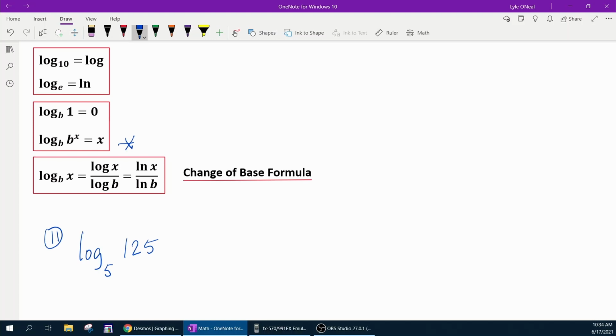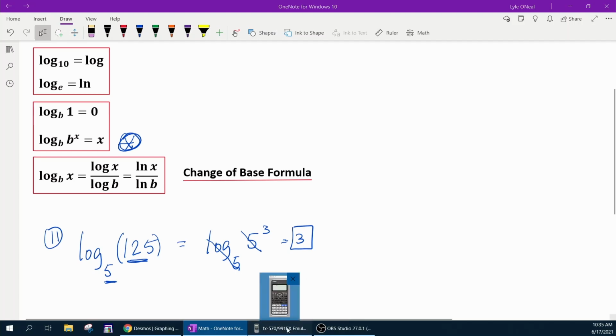And that means my goal is to turn my 125 into a 5 to some power. And so it doesn't take long to come up with the fact that 125 is 5 to the third. 5 times 5 times 5 is 125. And remember I said according to this formula, if the bases match, they cancel, and the exponent is the answer. So log base 5 of 125 can simplify all the way down to 3.